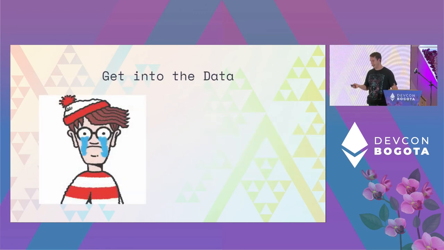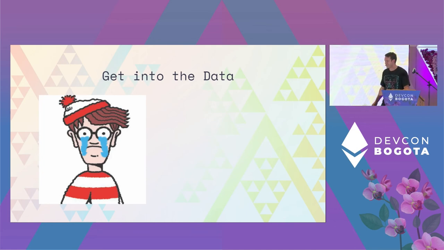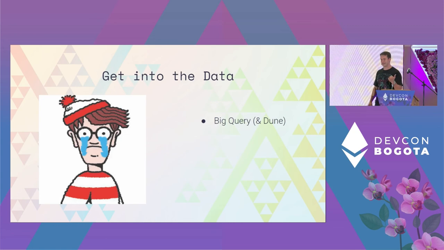Now, I guess this is the end of my talk, so I'm going to try and implore you to get into the data directly. Don't be like Waldo and be sad because other people tell you what's true and what's not. I'm very impressed with these projects. I think you should all check them out. They're all open. You have BigQuery, you have Dune. Dune's getting better and better. And BigQuery is a public database that has all of Ethereum Layer 1 posted there. They'll give you $300 credits to go query through it.